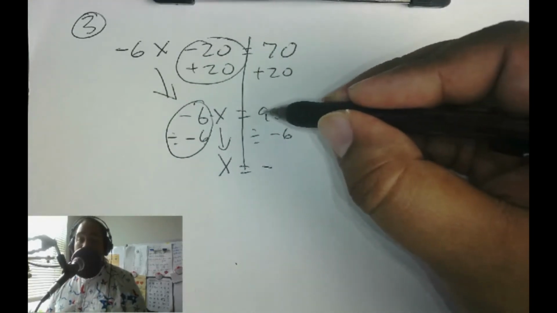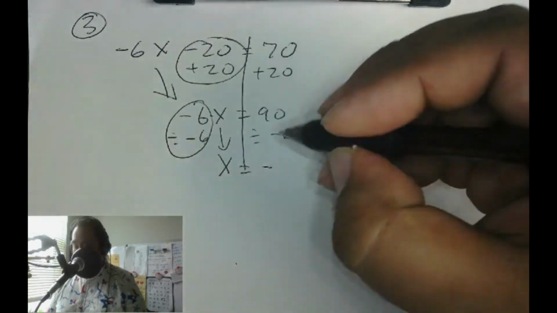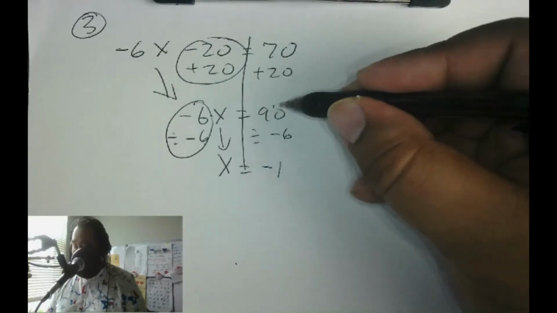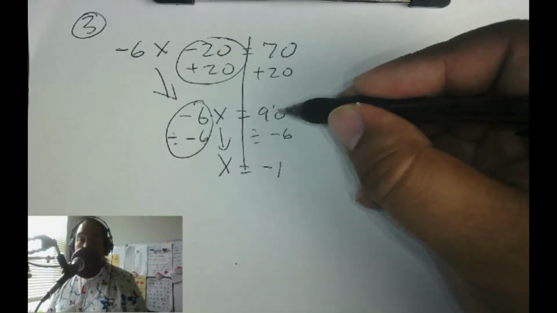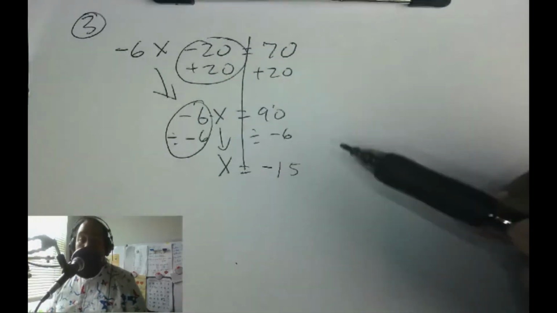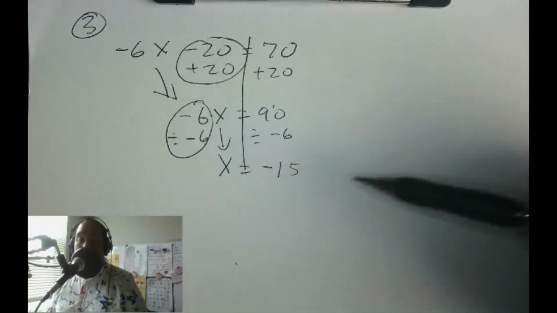So when I have 90, how many groups of 6 are in 9? There's one group of 6, so that's one time. I'm going to be left over with 30. So if I have 30, how many groups of 6 are in 30? There's 5 groups. The solution to problem number 3 is x equals negative 15.